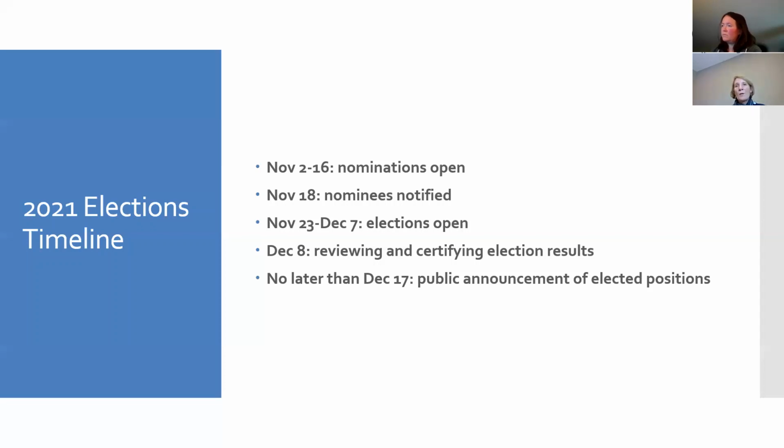Paper ballots will be due at noon on December 7th to the CHIP office. Electronic ballots will be accepted until 5 p.m. on December 7th. The membership of the nominating committee will review and certify election results. All candidates will be notified of the results of the election. Elected individuals will have the opportunity to affirm their acceptance of the election prior to the results being announced. The nominating committee will announce the results by November 17th. Results will be posted on social media and on the COC newsletter.